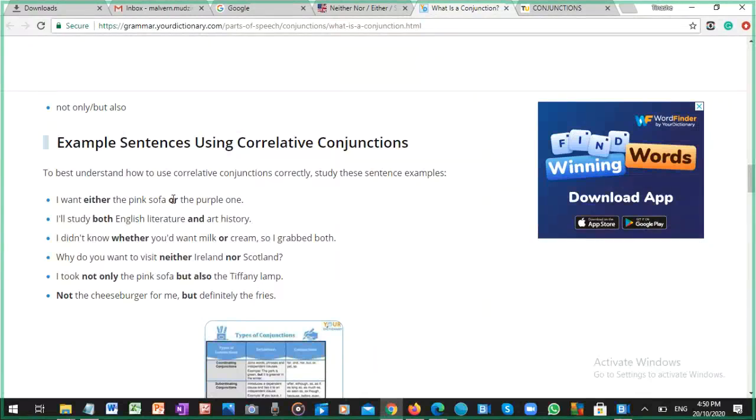Another example. Okay, let's move on to the next one. I'll study both English literature and art history. Does that make sense? Okay. Does that one make sense? So we used both and. Can you see that? It's called both and.